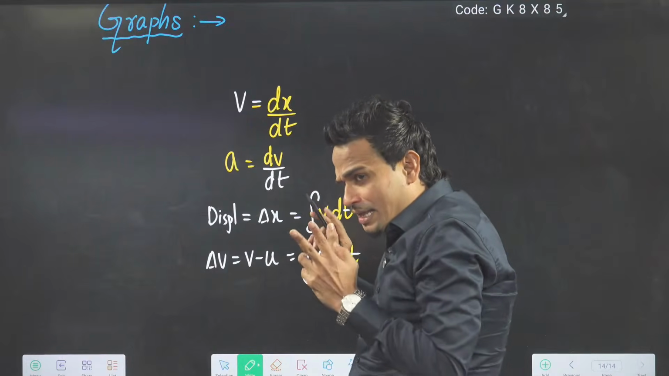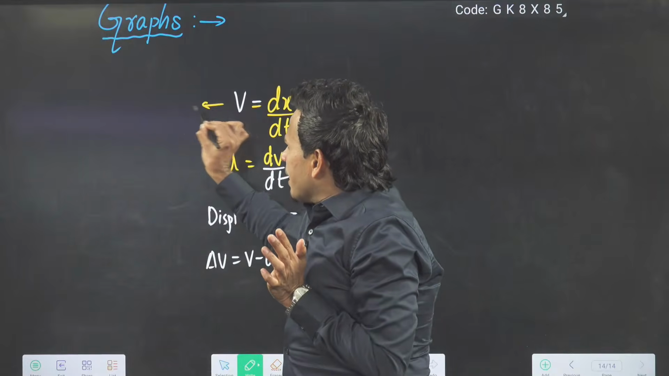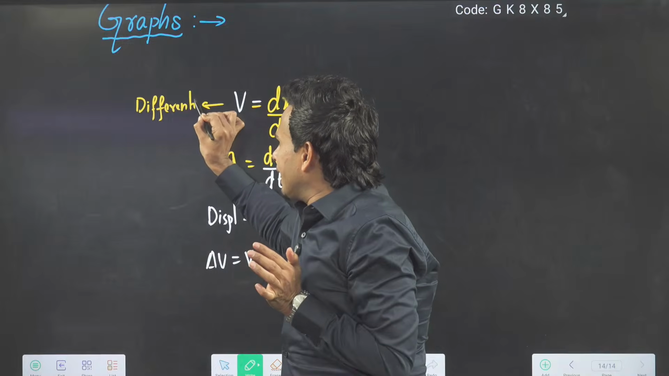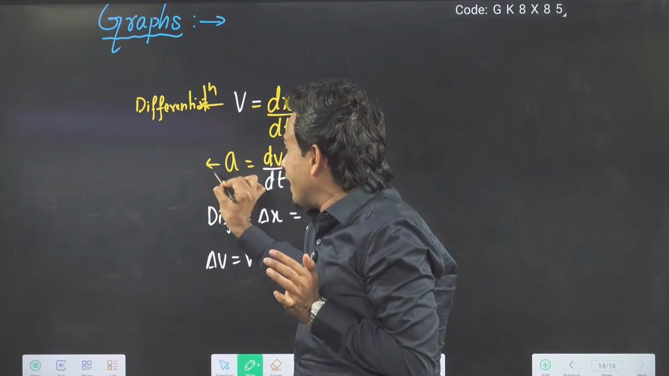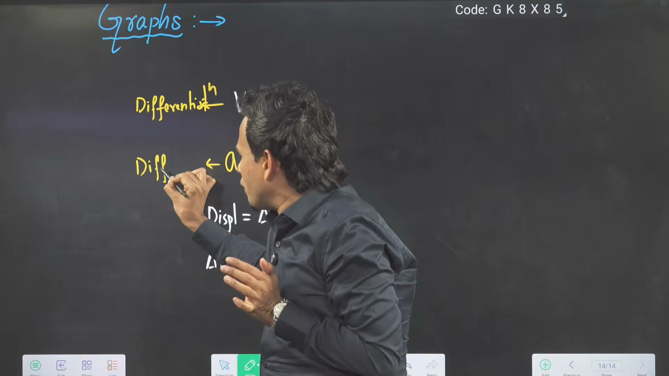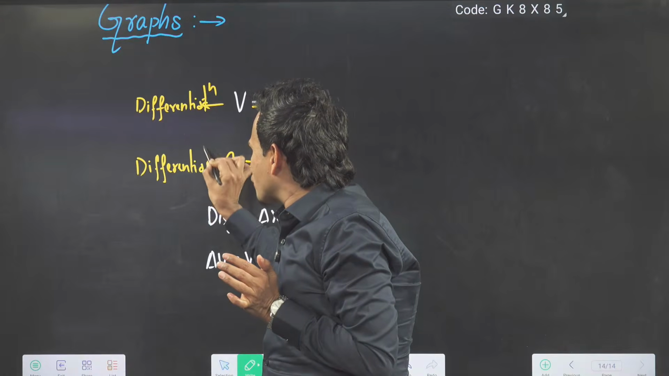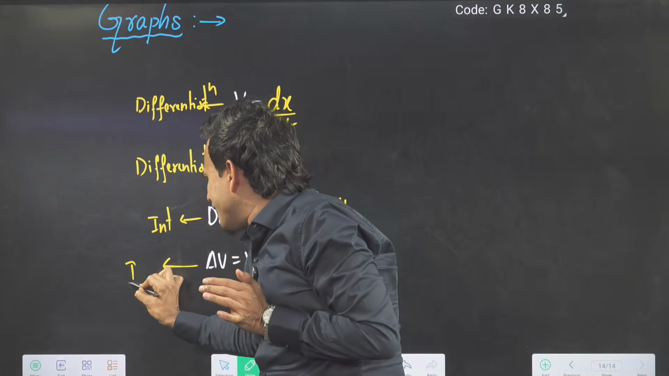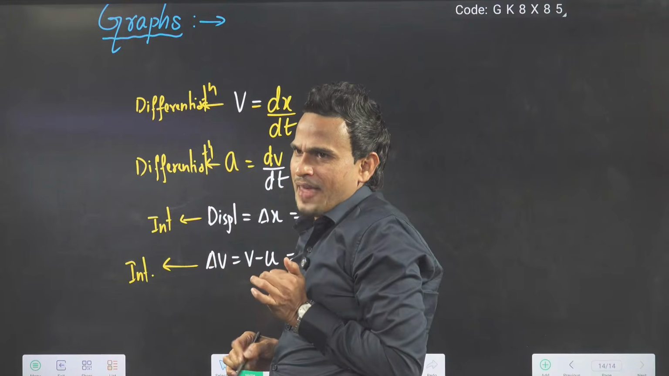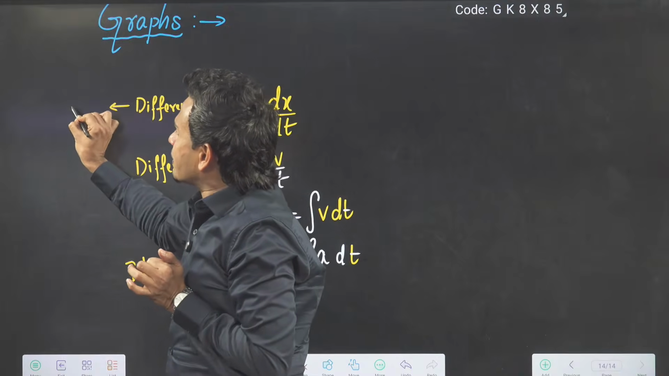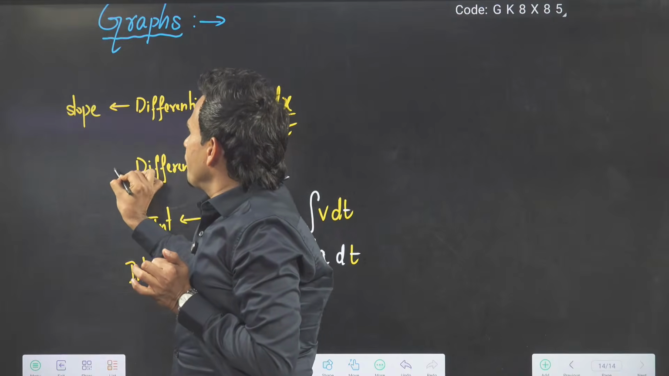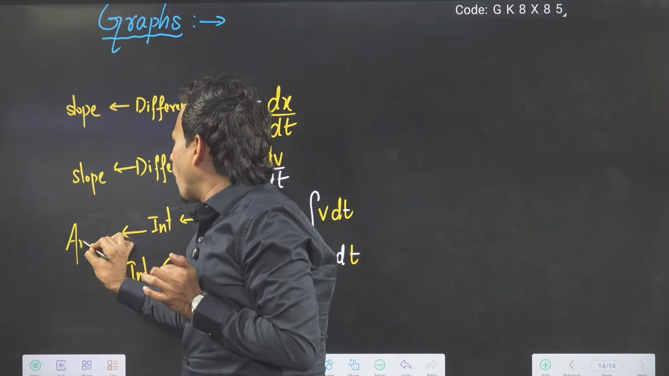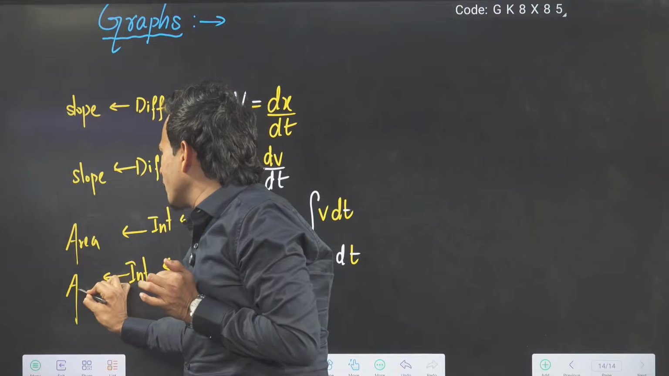Now, pay attention. This is coming by differentiation. Conceptually, you'll get the idea. This is also coming by differentiation. And this is coming by integration. And what I told you, graphically differentiation represents what? Slope. Integration graphically represents what? Area.